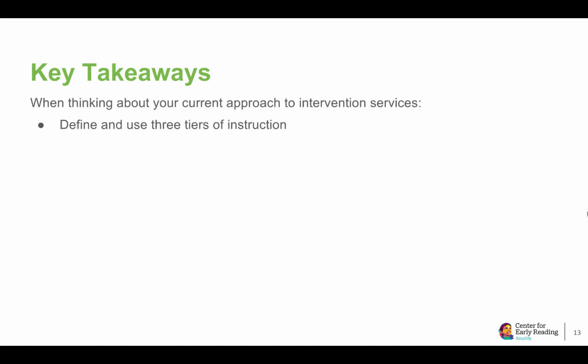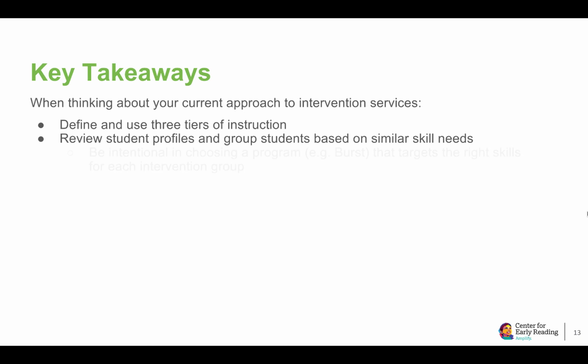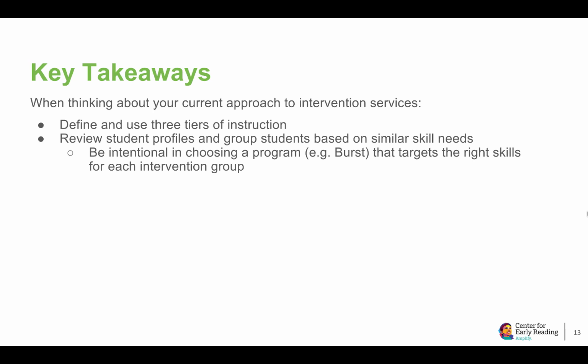Be sure to use 3 tiers of instruction and define each tier so that there is no confusion or overlap. Review your school's student profiles and group students based on their similar skill needs. Be intentional about each program you include in your intervention services. Some programs are only pedagogically appropriate for certain grade levels. Others span across grades but may only cover specific isolated skills.